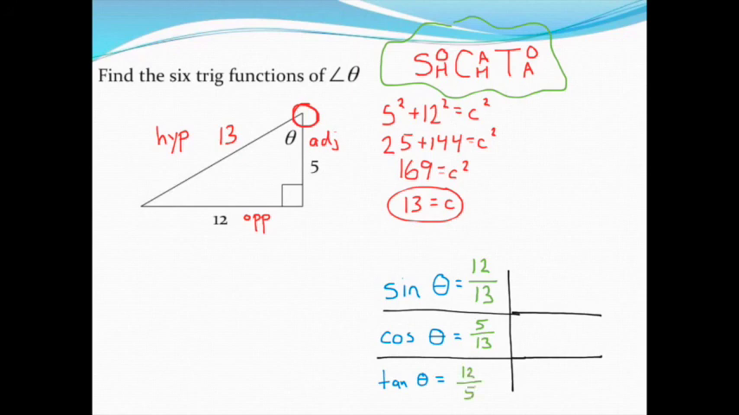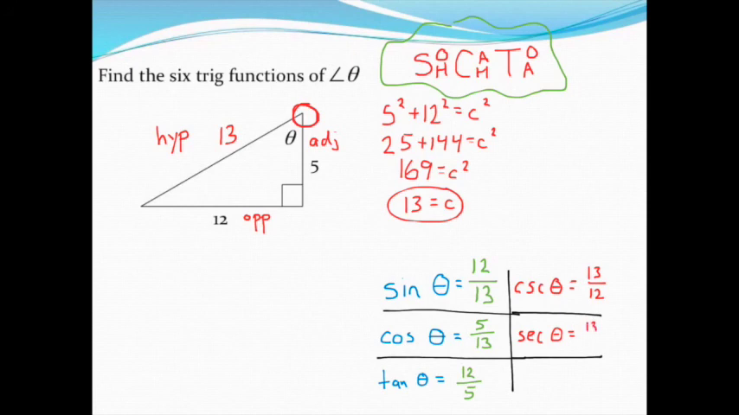The 3 new ones are reciprocals of these ones we already know. The reciprocal of sine is something called the cosecant, and its abbreviation is CSC. So the cosecant of theta is just the reciprocal of the sine ratio, so just take your fraction and flip it around. So the cosecant of theta is going to be 13 over 12. Next up is the cosine. The reciprocal of cosine is something called secant. That abbreviation is SEC. So again, the secant of theta is just the reciprocal of the cosine.